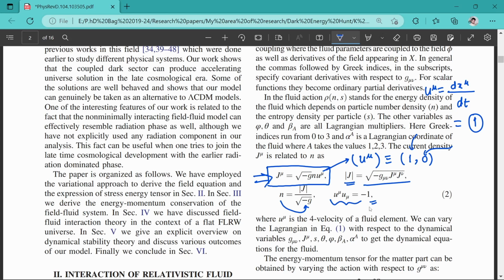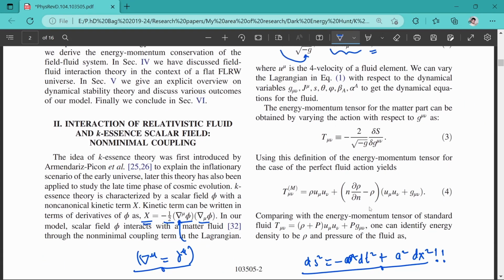Okay, so these are the very basic things, and out of the basics we have defined our energy momentum tensor. The standard definition of the energy momentum tensor is T mu nu equal to minus 2 over square root of minus g, delta S over delta g mu nu. Okay, so for the perfect fluid we have this T mu nu for the matter part.